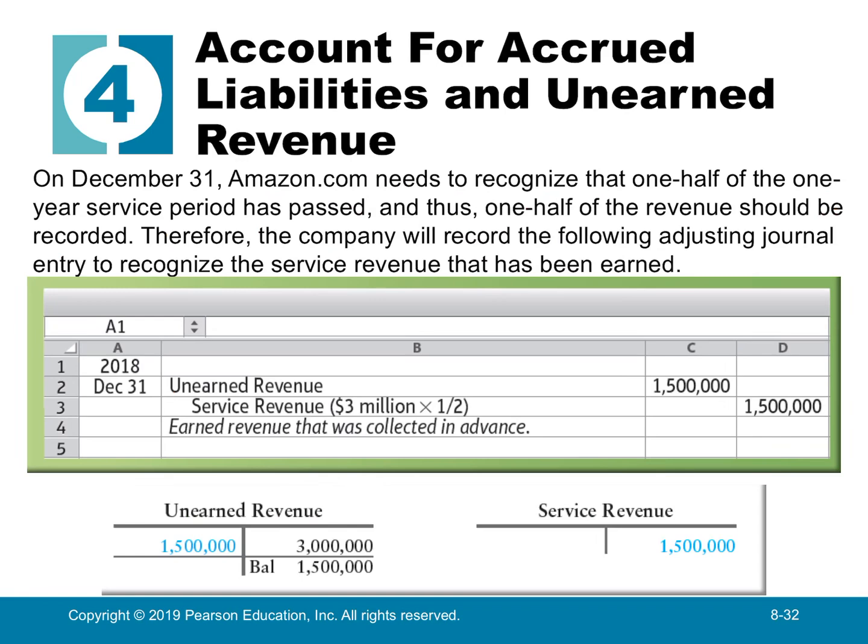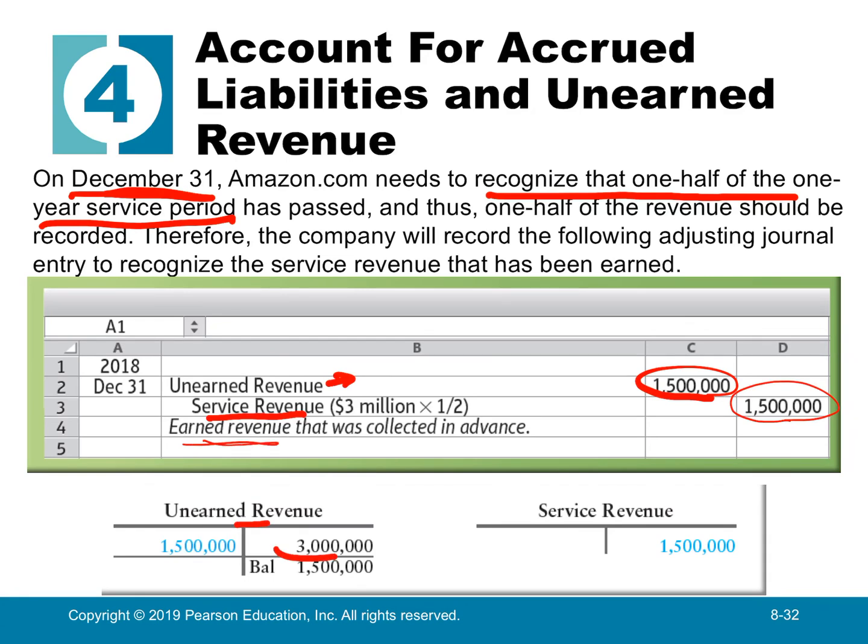And so here's what happens. This was back on June 30th. Let's go up to December 31st. Six months has passed, so we're going to recognize half of that service period, right? So we're going to decrease our unearned revenues by 1/2 of 3 million, which is 1.5 million, and we're going to show it as revenue. Half of 3 million is 1.5 million. So now we've earned the revenue. Our unearned revenue went down, and our service revenue, we can now show 1.5 million.